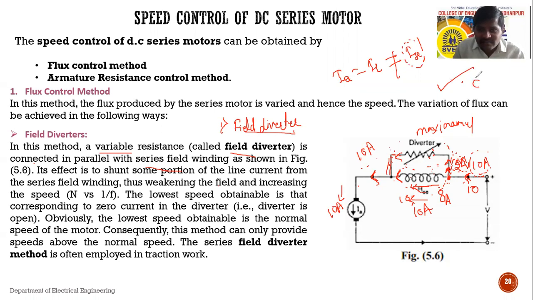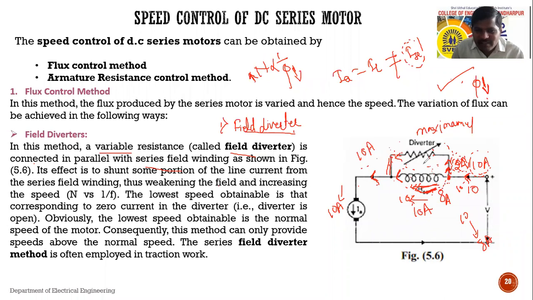What about flux? What about phi? Suppose current flowing from this is nothing but decreased from 10 to 8. 10 पासून 8 पर्यंत तो काय झाला, कमी झाला. That means 8 ampere current flowing from this field winding. What about flux? Flux decreases. Flux is also decreases. And if the flux decreases, according to the relation, N is directly proportional to 1 upon phi, or it may be EB upon phi. If the phi decreases, the speed of the motor will increase, right?